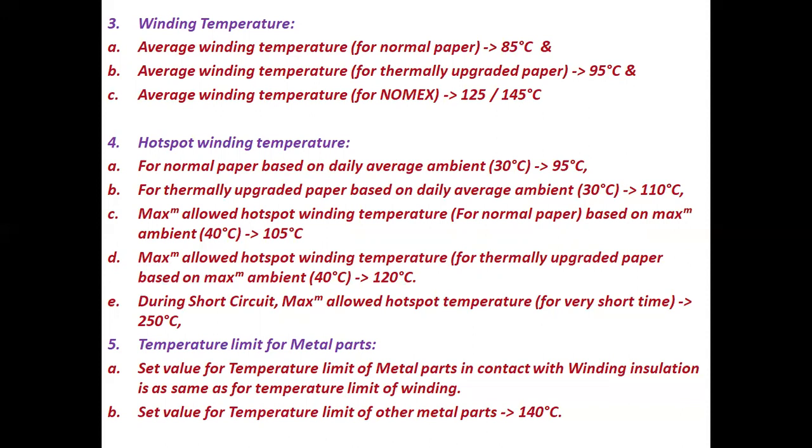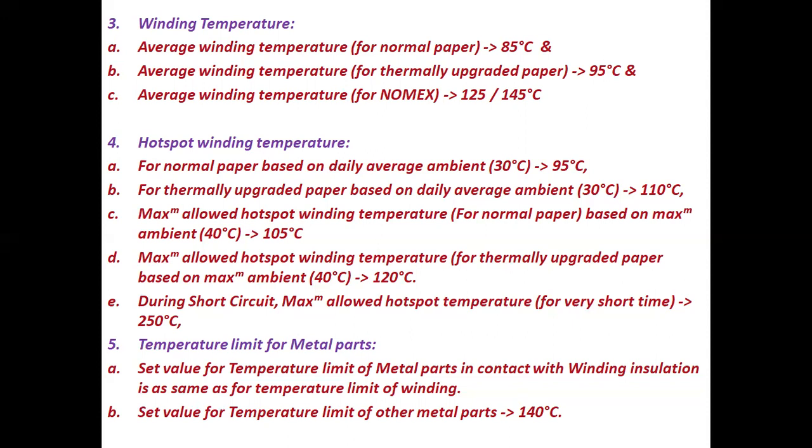Maximum allowed hotspot winding temperature for normal paper based on maximum ambient 40 degrees centigrade is 105 degrees centigrade. Maximum allowed hotspot winding temperature for thermally upgraded paper based on maximum ambient 40 degrees centigrade is 120 degrees centigrade. During short circuit, maximum allowed hotspot temperature for very short time is 250 degrees centigrade.